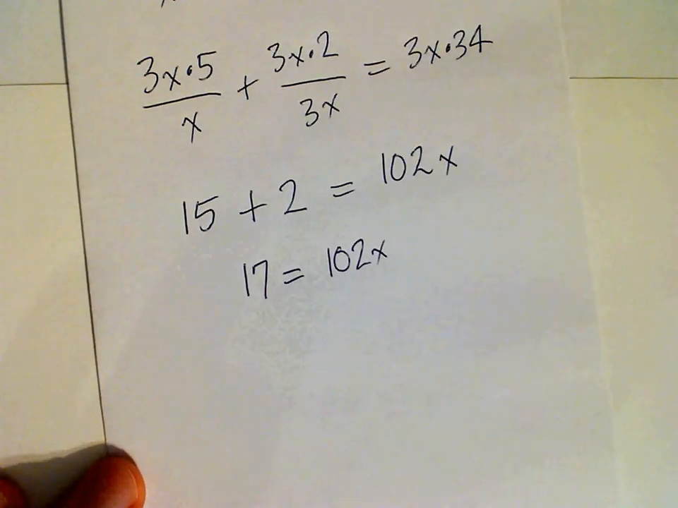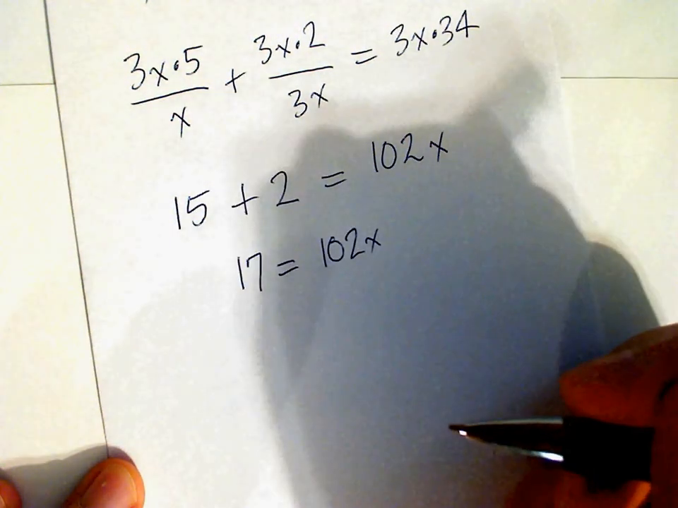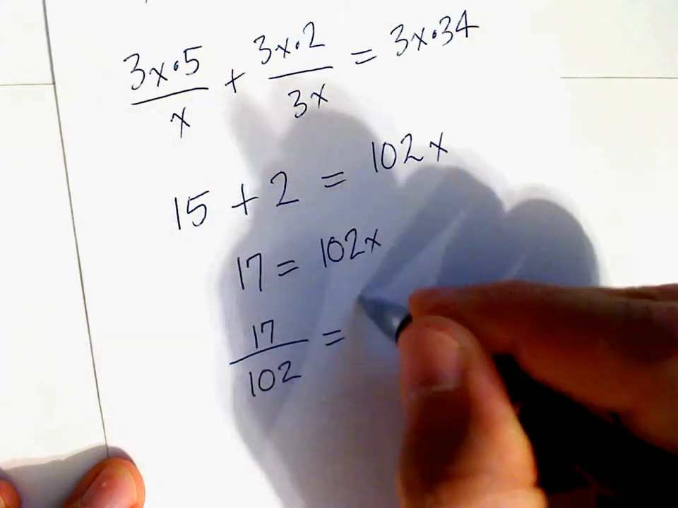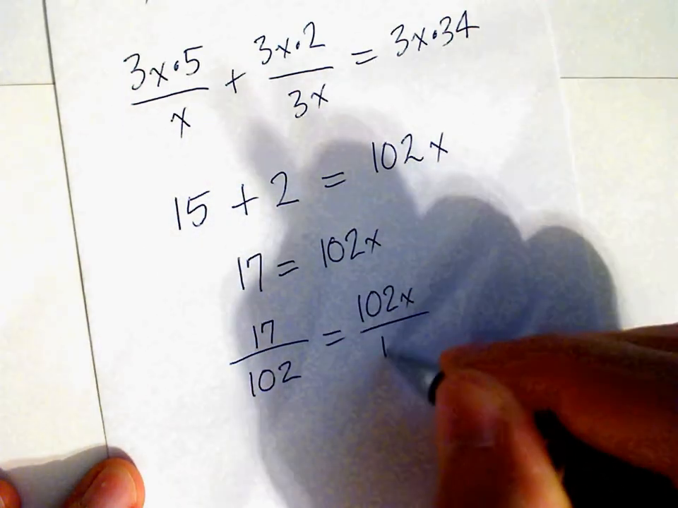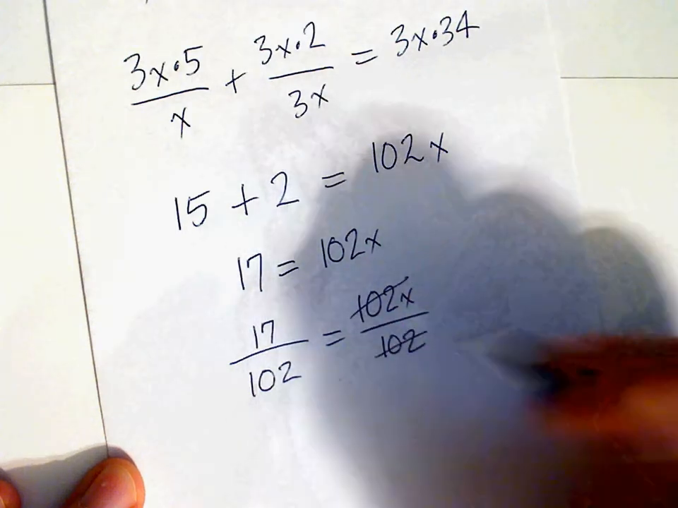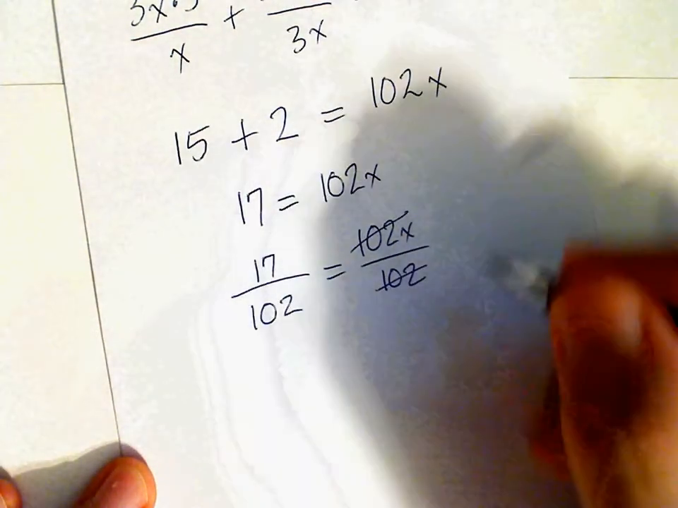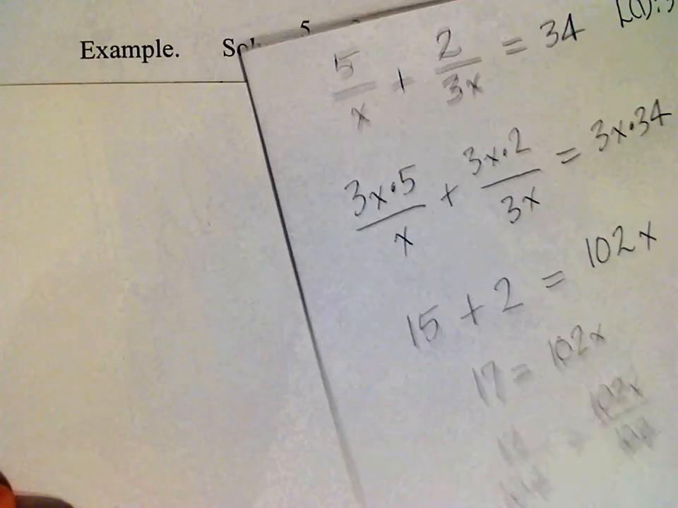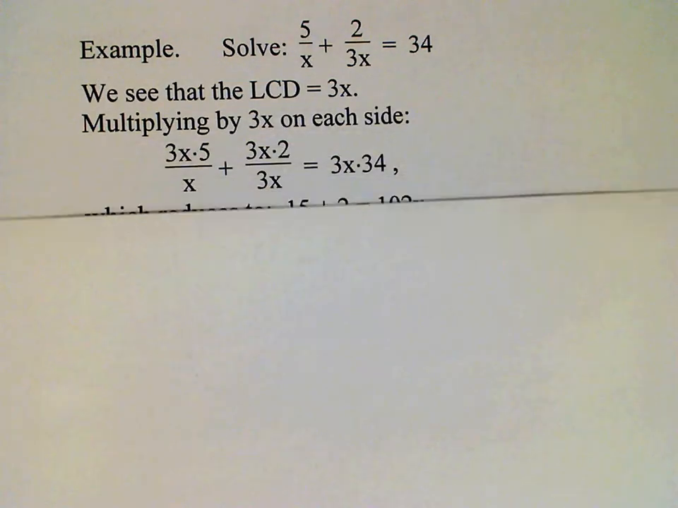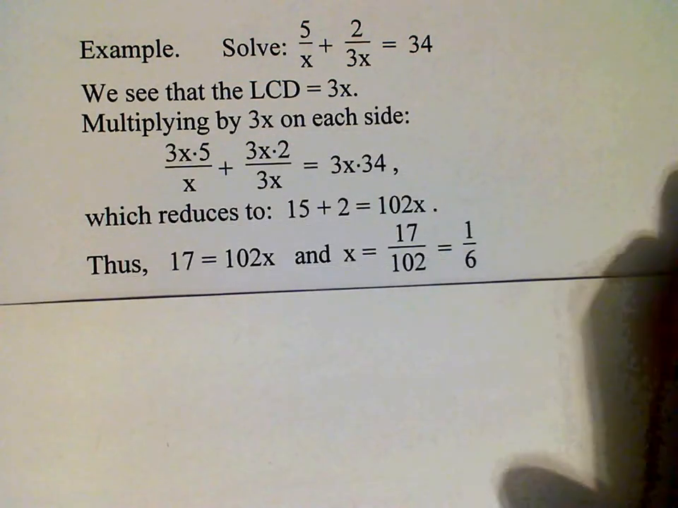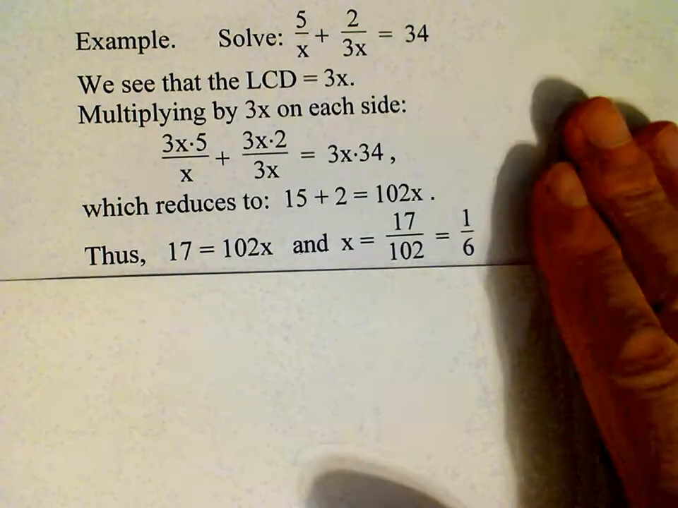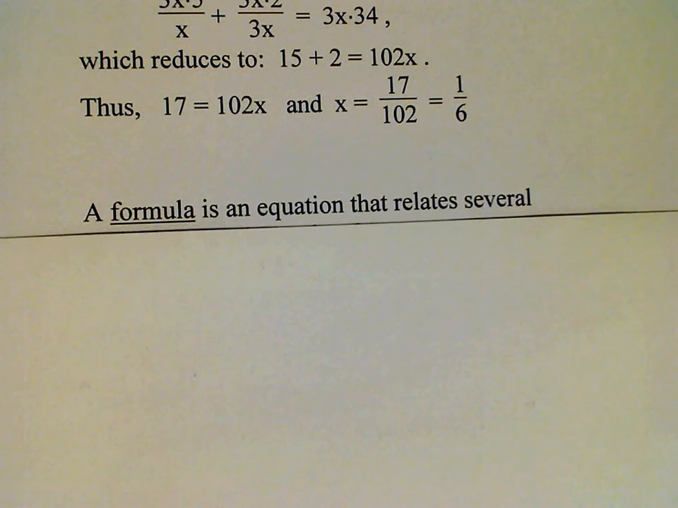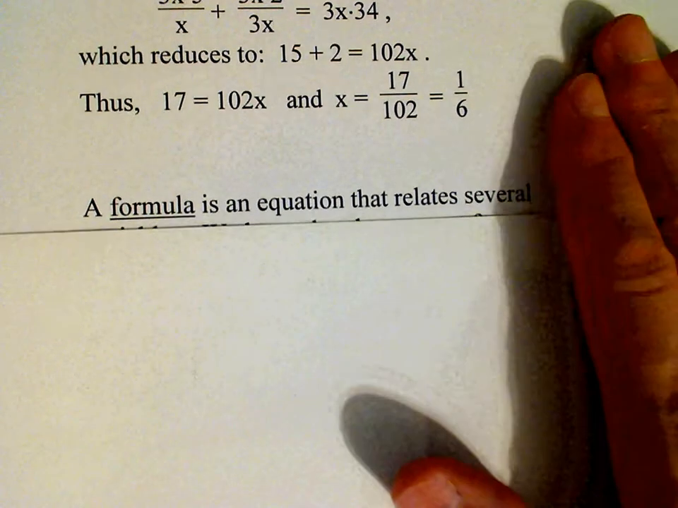Finally, to find x, we divide by 102, and that gives us our solution, which is x equals 1/6. And again, the solution is sketched here in the notes. Okay, let's move on to one quick application.